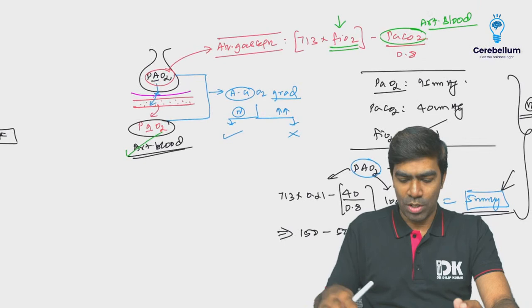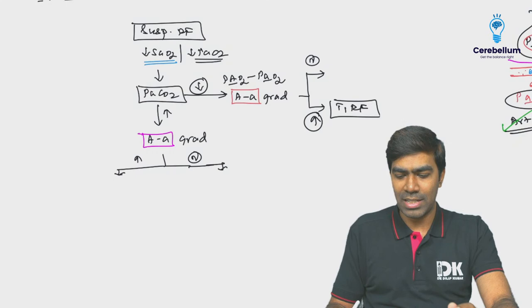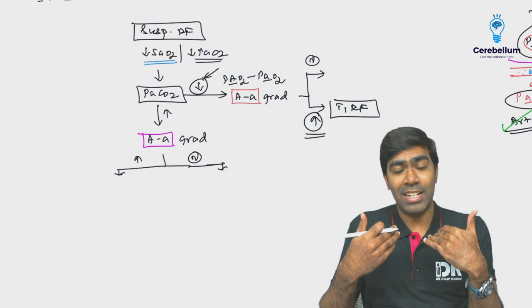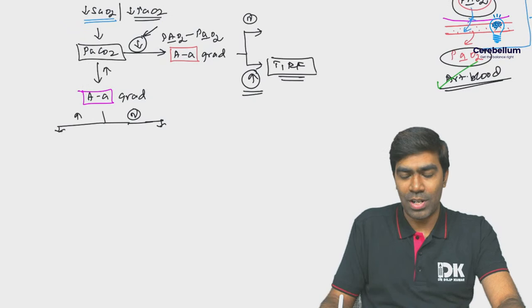So now you know the importance of the A-a gradient. So now let us come back to the respiratory failure algorithm. In case the patient is having an increased A-a gradient, it indicates there is some problem in the diffusion barrier. That's why oxygen is not transferring inside. That is why the patient is hyperventilating. That is the reason why the PaCO2 is low. So it is a classic type 1 respiratory failure.